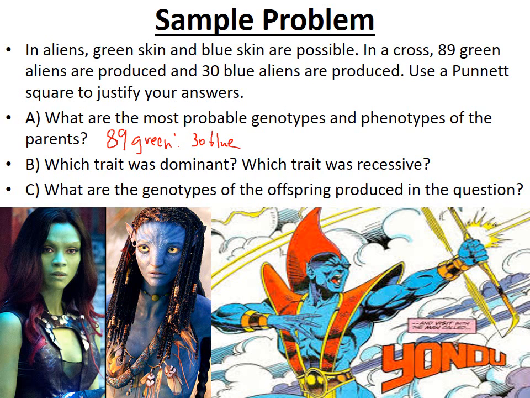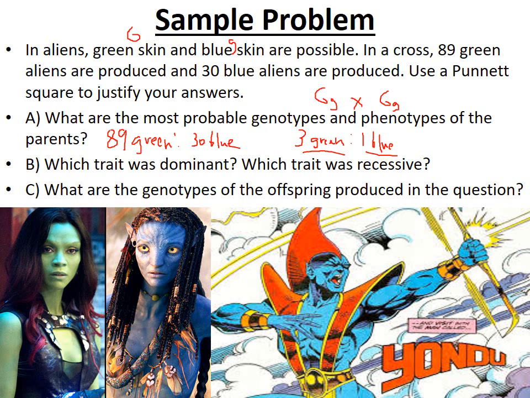If you look carefully, that looks like 90 to 30, which is 3 green to 1 blue. This is a 3 to 1 phenotypic ratio. That means that chances are we had heterozygous parents. That means our genotype, so let's just give a letter to green and blue. That means our genotypes were probably big G, little g for one and big G, little g for the other.